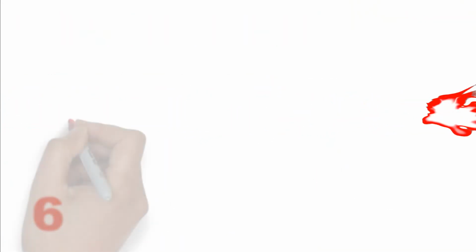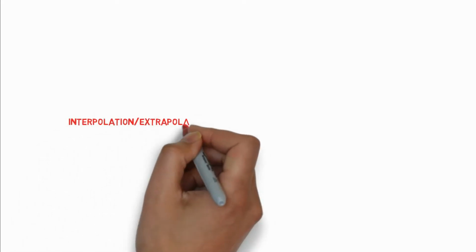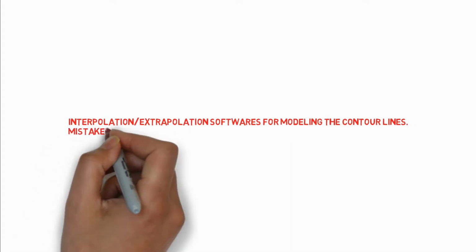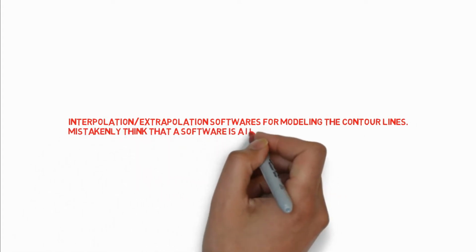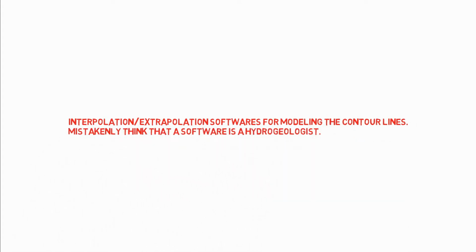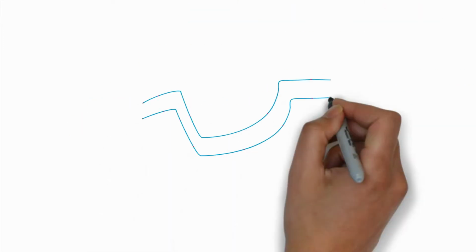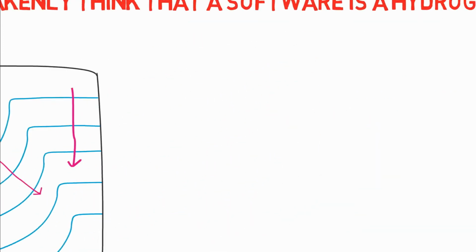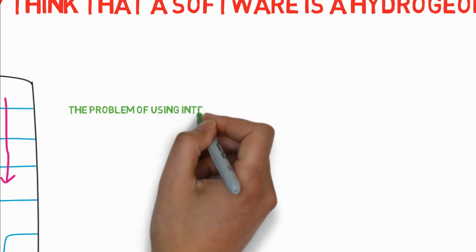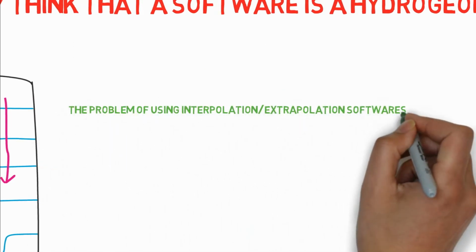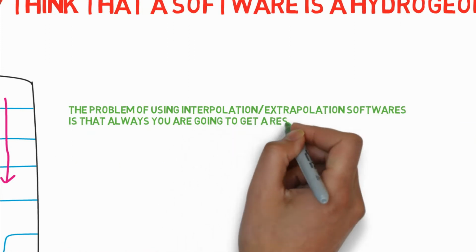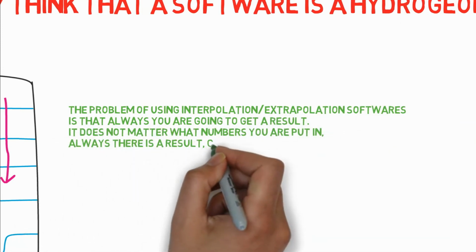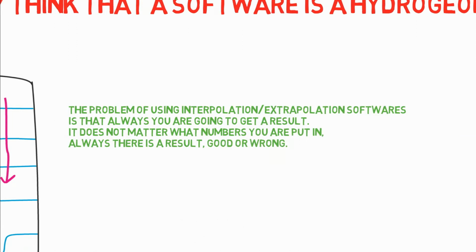Six. Interpolation extrapolation software for modeling the contour lines. Mistakenly thinking that a software is a hydrogeologist. The problem of using interpolation extrapolation software is that you are always going to get a result. It doesn't matter what numbers you are putting in. There is always a result, good or wrong.